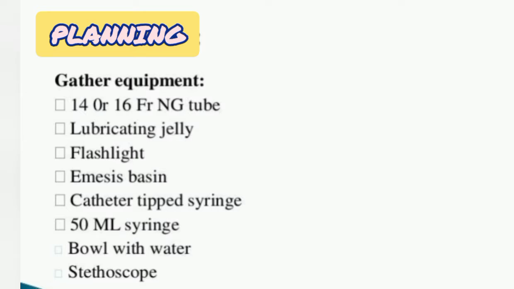Next, we need to do proper planning before implementation. We have to collect all the required equipment. So here is the list of the articles that we require in order to insert an NG tube. First is the 14 or 16 French gauge NG tube. Lubricating jelly is compulsory, we need it. Flashlight we need. Emesis basin we need. Catheter tip syringe, 50 ml syringe, bowl with water and stethoscope.